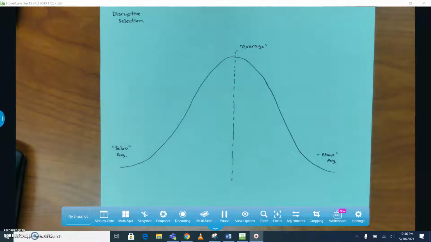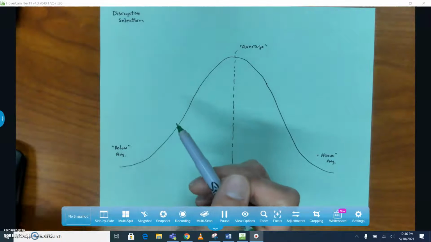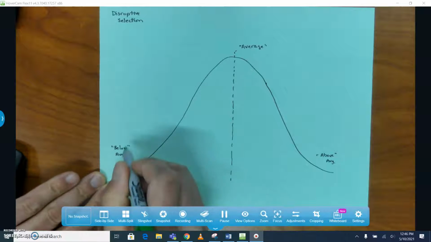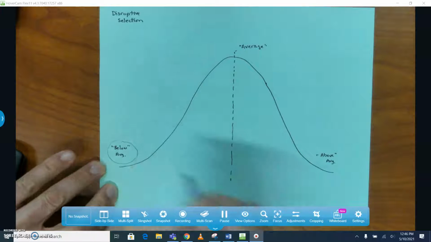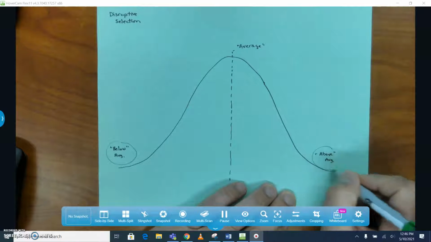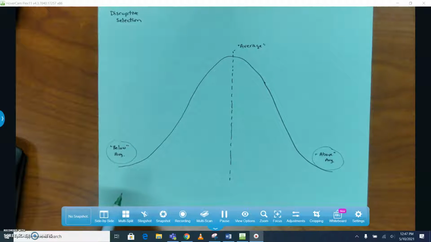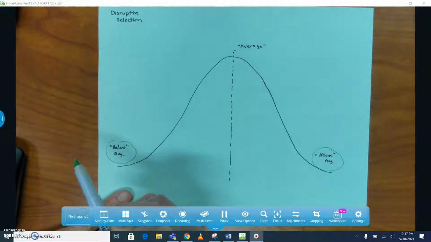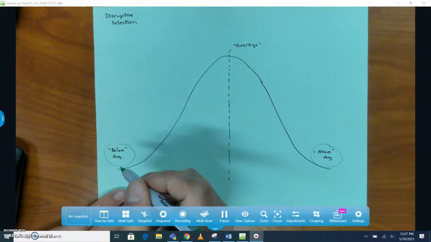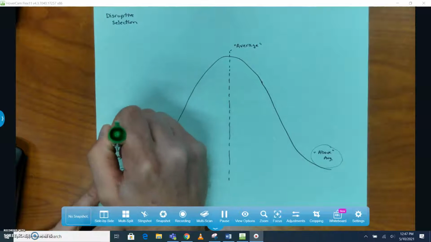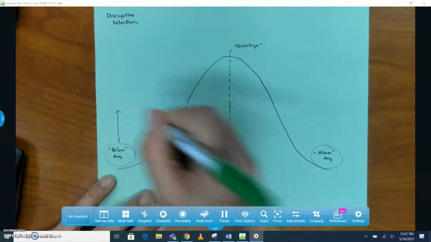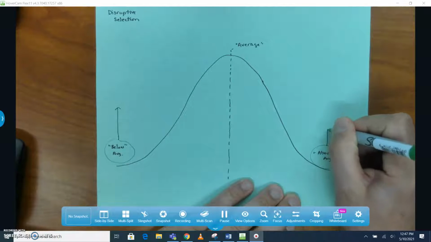So in disruptive selection, what we need to know is that on both ends of the bell curve, both extreme phenotypes, they have an advantage at the same time. That means they have a higher level of fitness than organisms that are at the average. And if they can survive better, they can have more children, meaning this trait starts to become more and more common in the population, as does this one.